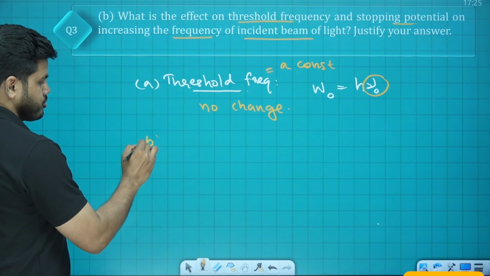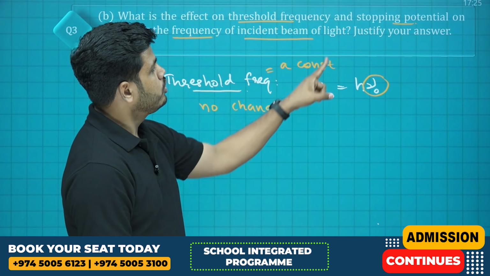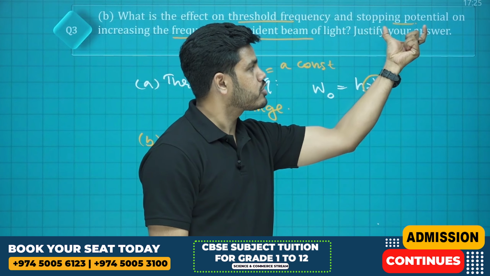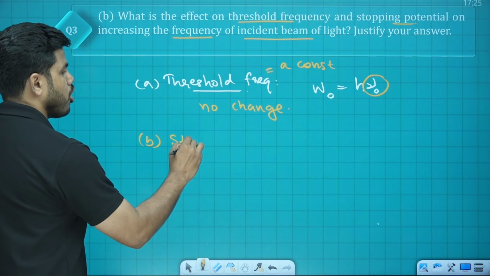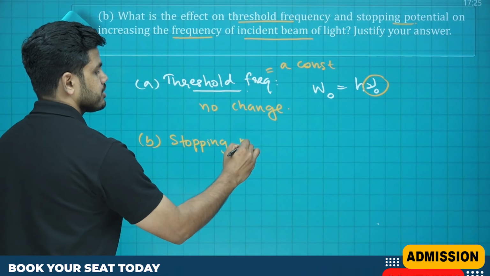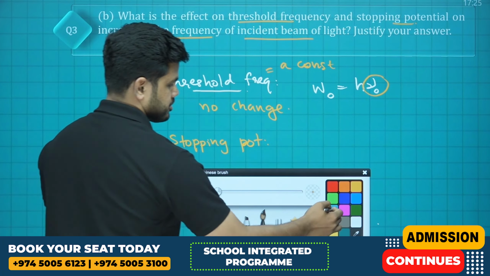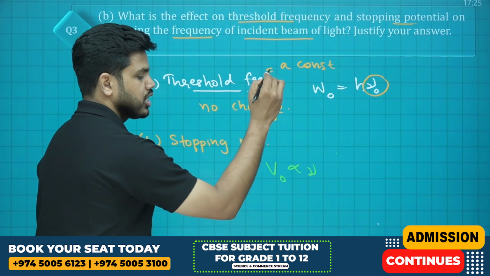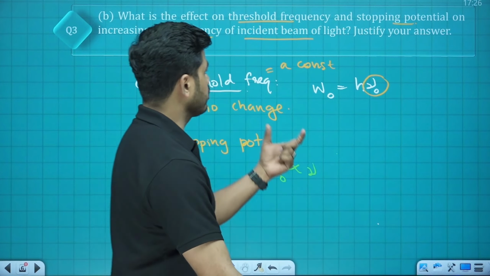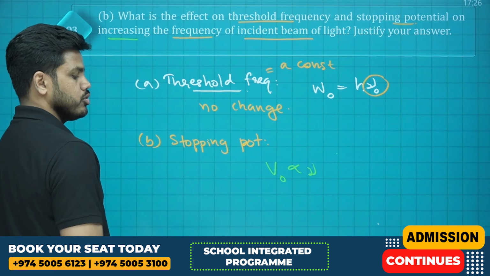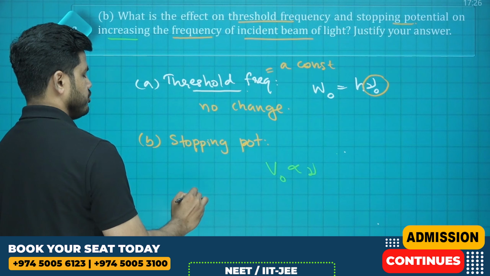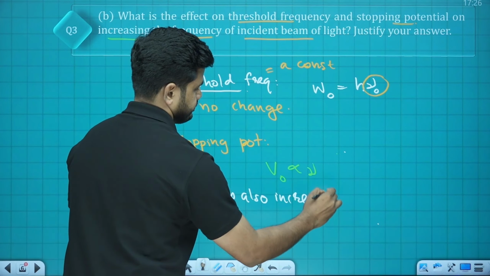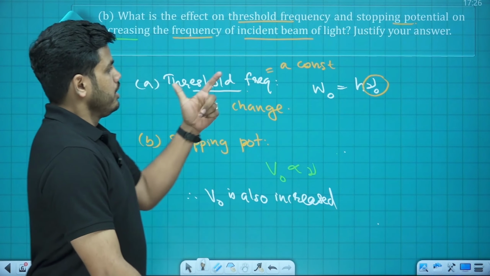What about the second part of the question? You're asked to check what happens to the stopping potential. So what happens to the stopping potential if frequency is increased? We already explained that concept in one of the previous questions. We know stopping potential is directly proportional to the frequency. So if you increase the frequency, the stopping potential is also increased. That is the change, right? Okay, that was easy. Next one.